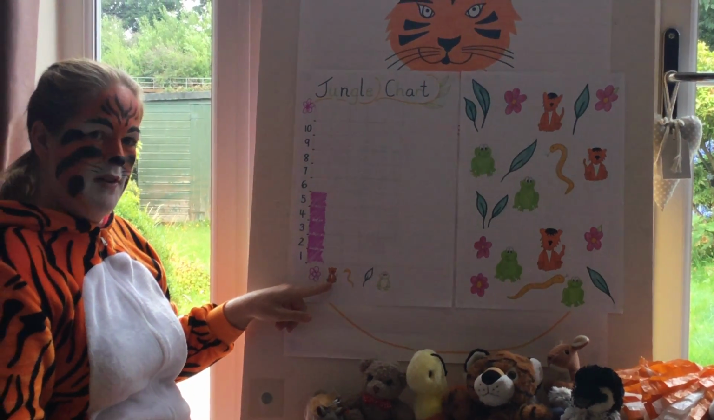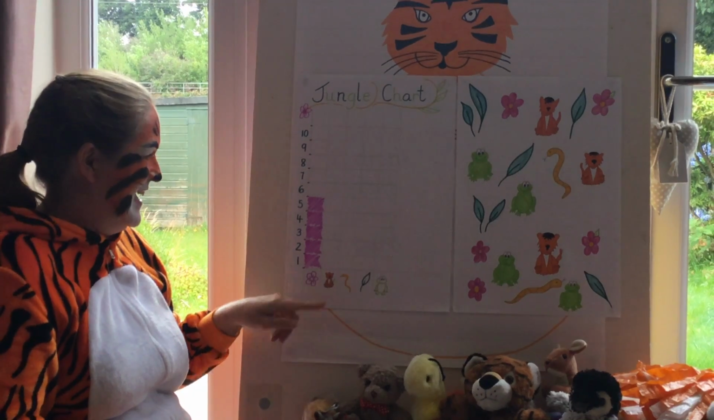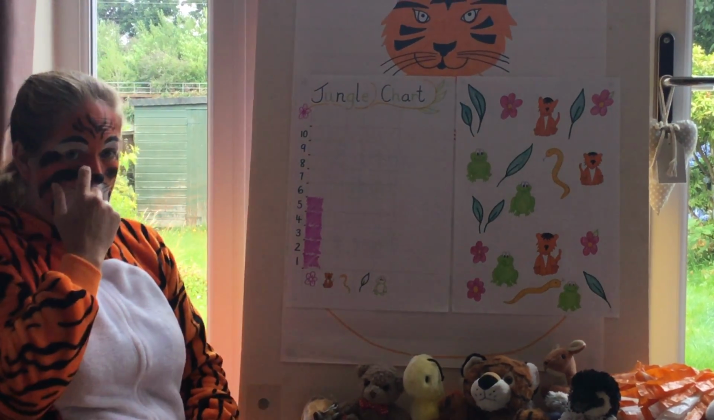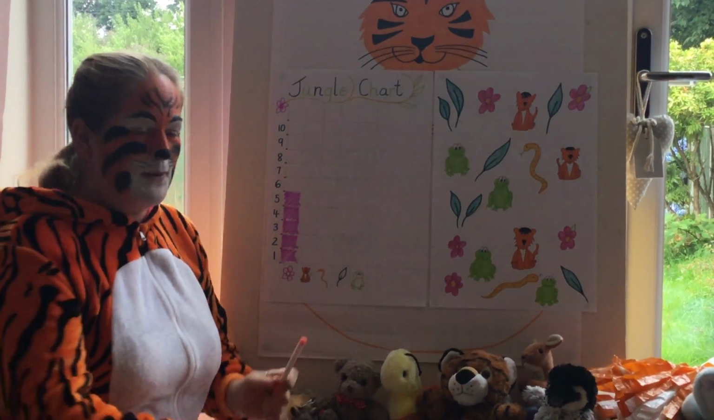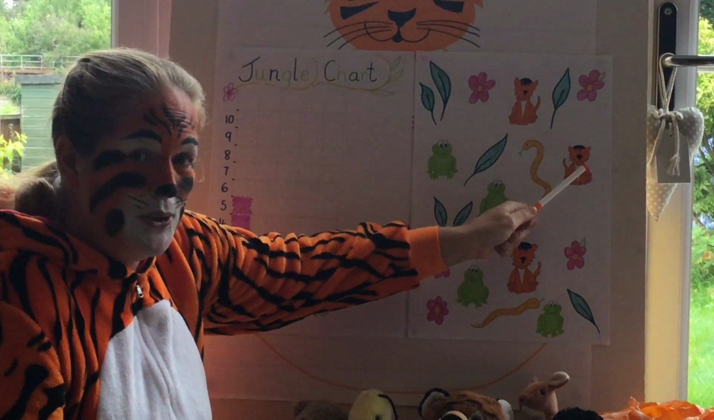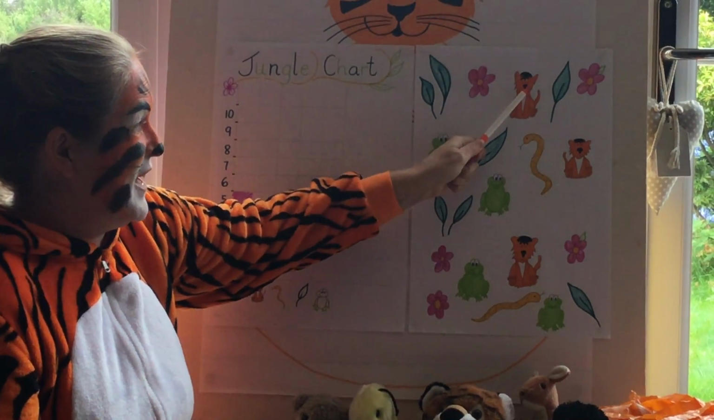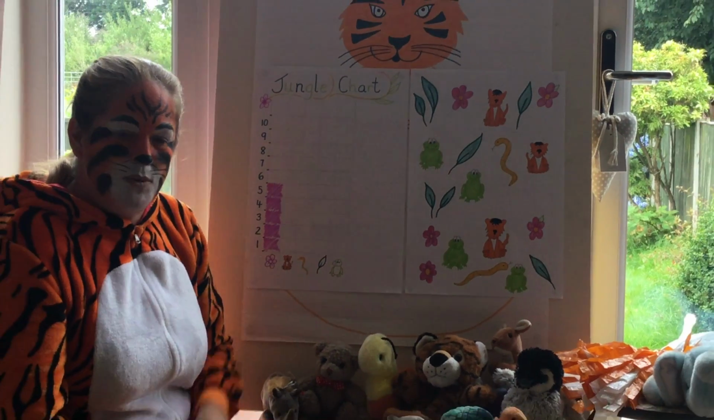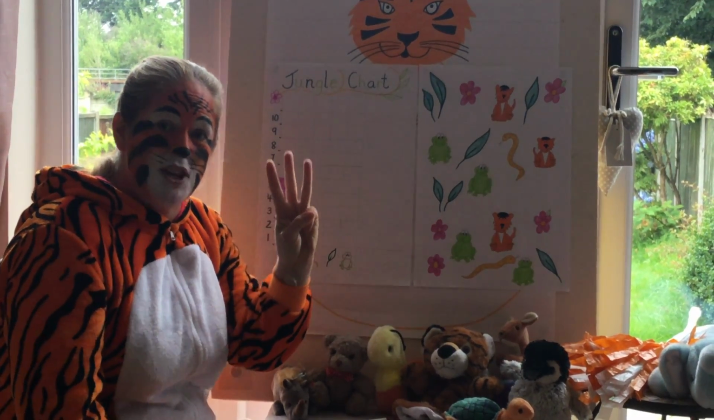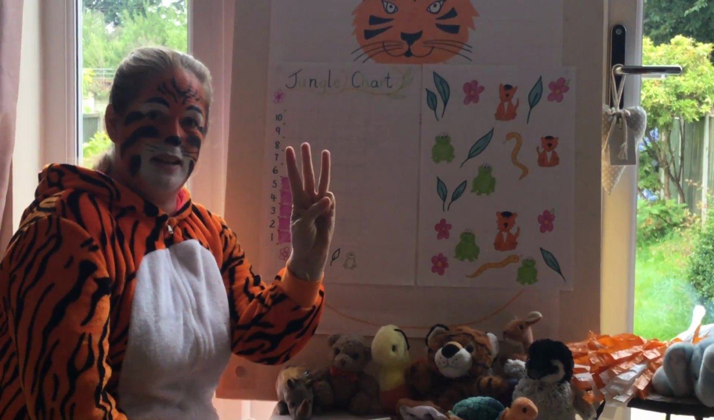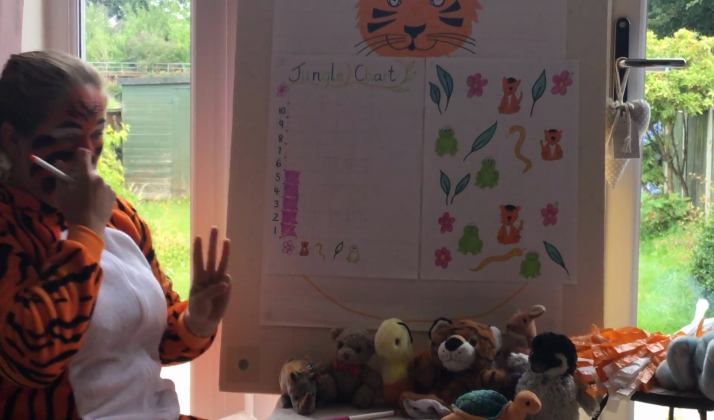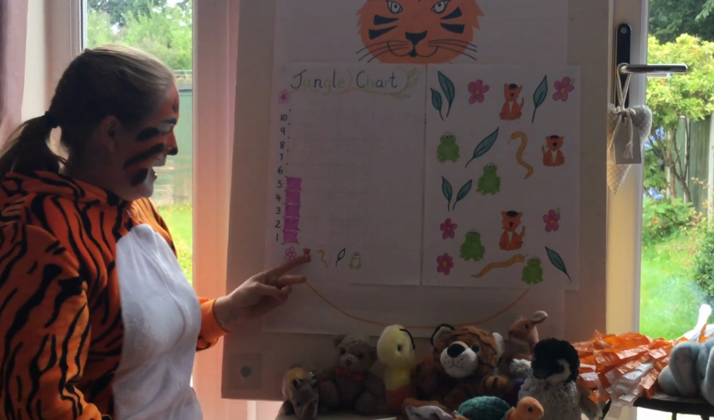I've got a picture of a tiger. Let's see how many tigers we can see in our picture. Are you ready to count? 1, 2, 3. What did we stop on? We stopped on 3, didn't we? Can you show me 3 fingers like that? That's it, 1, 2, 3. So we've got the number 3 for our tiger.